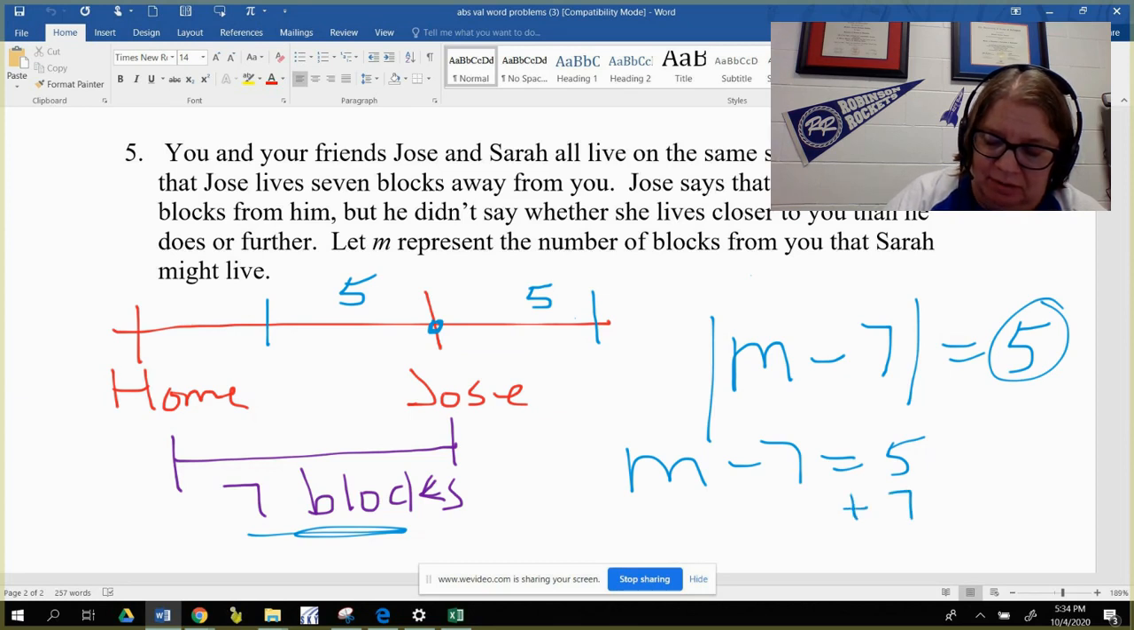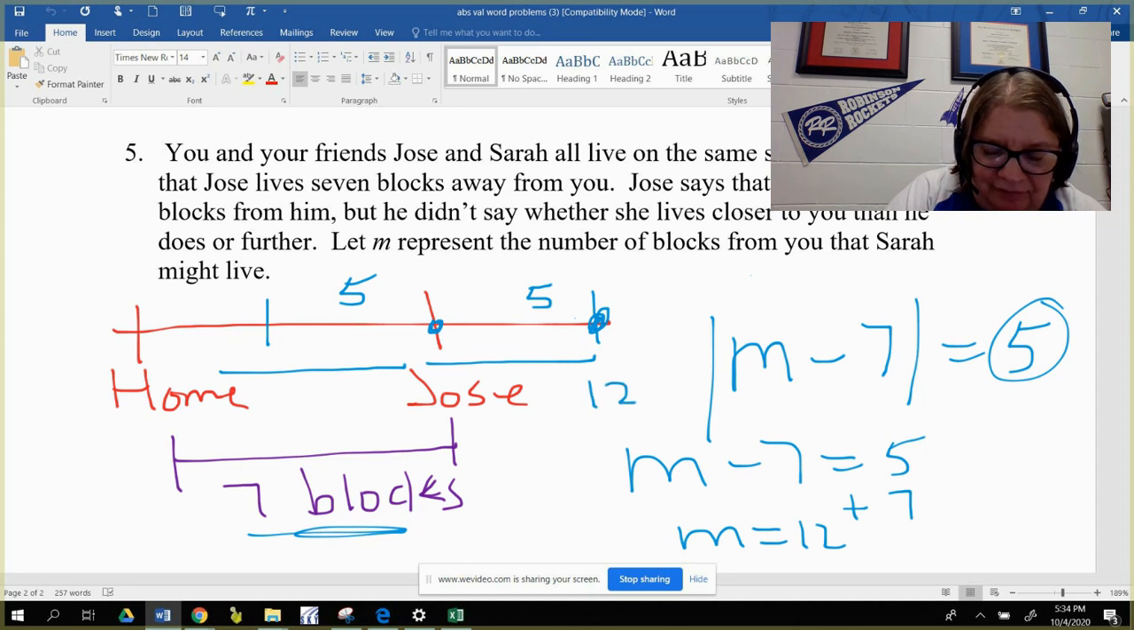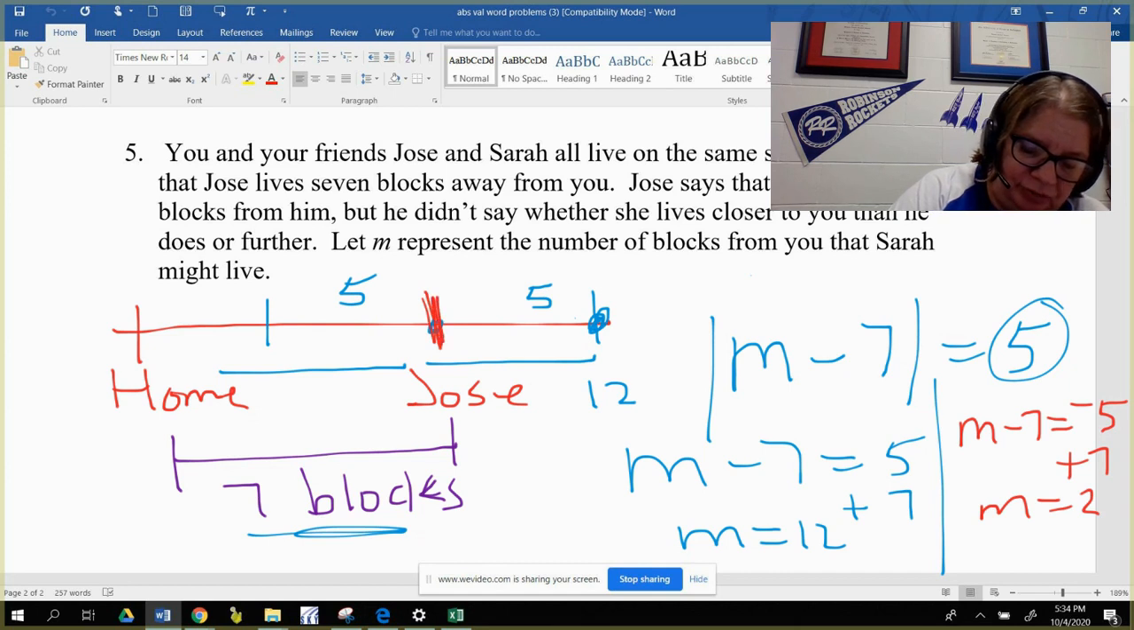Add the 7, and you get 12. Does that make sense? If she lives over here 5 blocks past Jose, there's 7 plus 5 more, that's 12. But what if she lives closer to you than Jose? Then that m minus 7 would be negative 5. And add the 7, and that would be 2. And it makes sense if Jose is 7 blocks from you, and you go 5 blocks this way, then that's going to be 2 blocks from you.